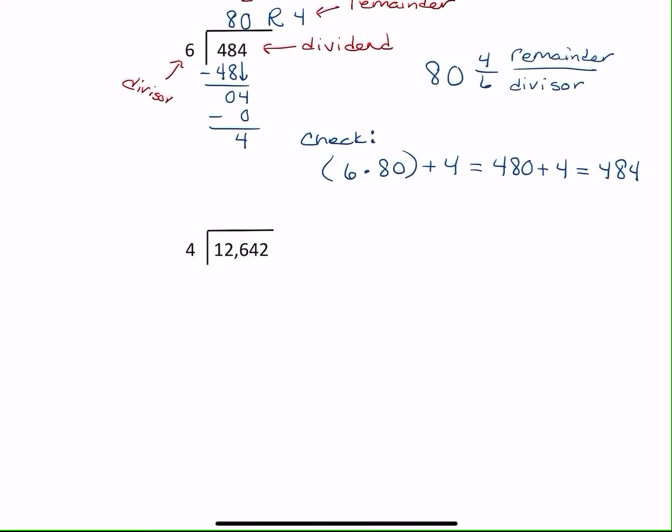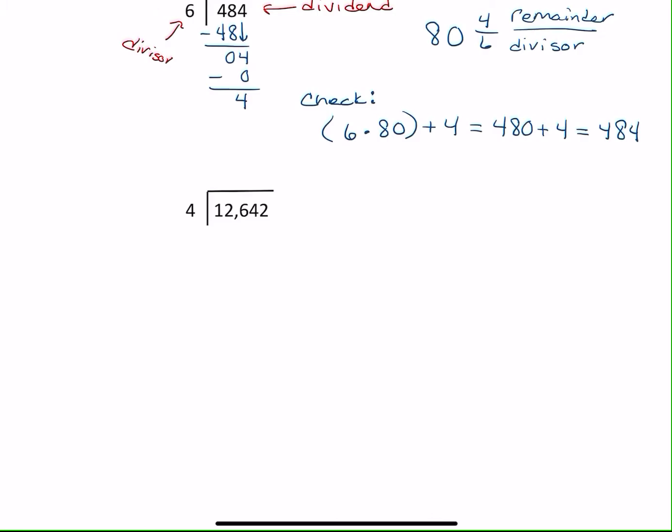So let's do one more old school long division. 4 won't go into 1, so move over. 4 will go into 12 3 times. 3 times 4 is 12. You're going to subtract, which is 0. Bring down the next digit. 4 will go into 6 1 time. So 1 times 4. Bring down below, and then you'll subtract. 6 minus 4 is 2.